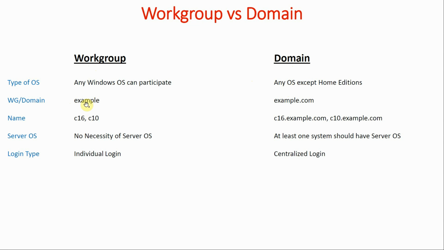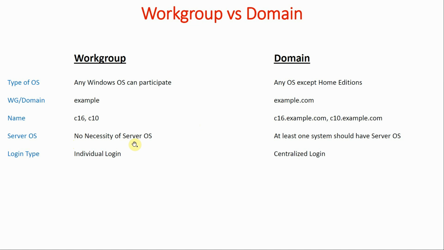Then if you have to do the workgroup type of networking, what are we going to specify in workgroup? For example, when we were doing the workgroup networking, we specified net. And what about domain? You have to specify example.com. That means it should be of domain type. Now, how will you call an individual system in workgroup? If it is C16, we normally just say C16, C10. But if it is domain networking, we have to use names like C16.example.com, C10.example.com.